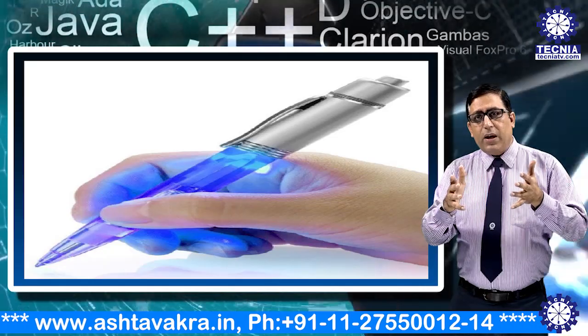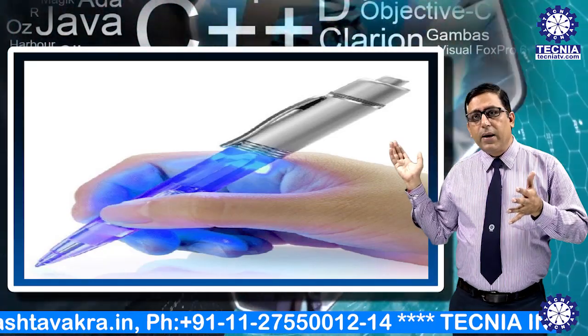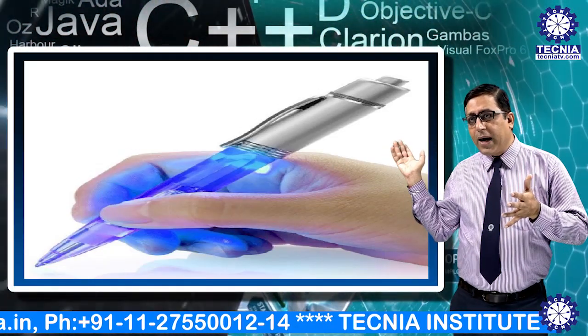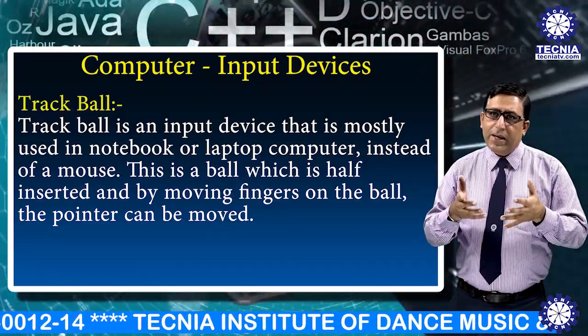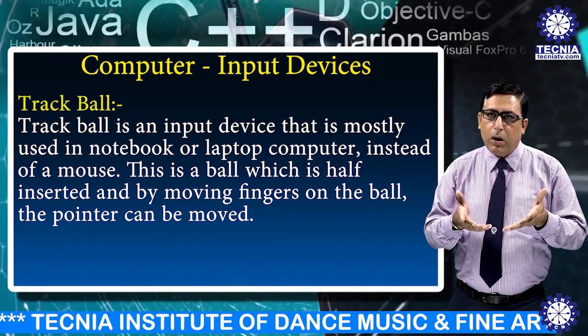Now you can see again that is your light pen. You can see the diagram of light pen, how light pen works. Now we are discussing the next input device, that is trackball.